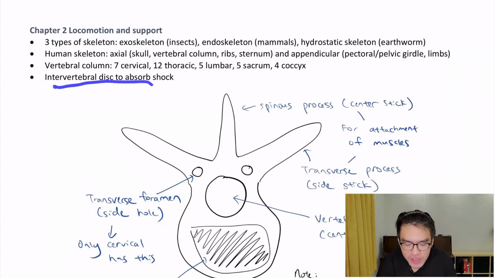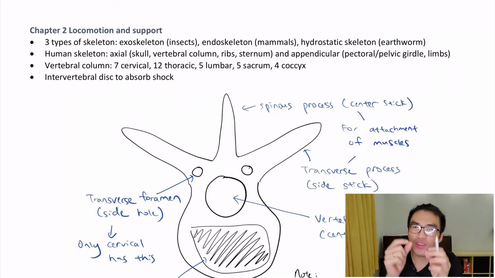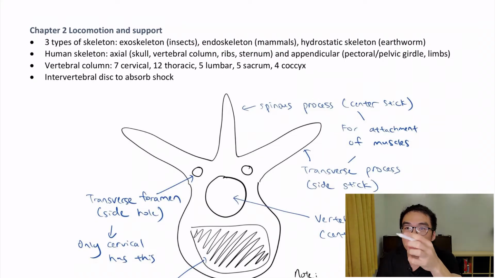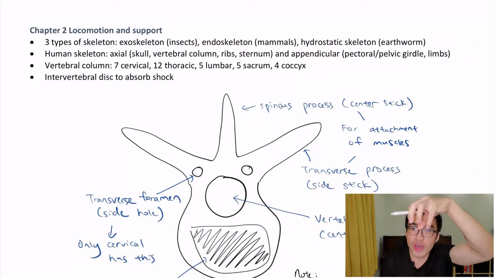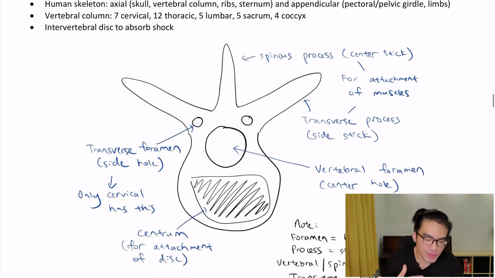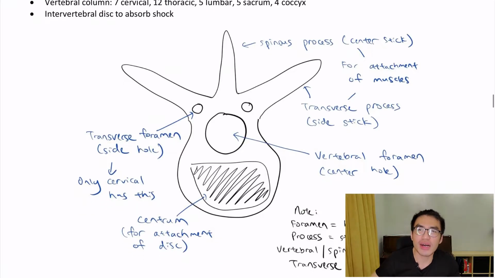So you have your intervertebral disc to absorb shock. You have a donut thing sitting in between each vertebrae. This is to absorb your shock in the vertebral column. So let's look at how your vertebra looks like. So this is a typical vertebra.